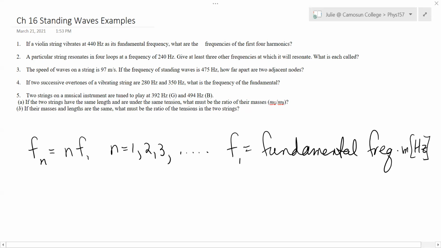And that is the standing wave pattern that has one loop. So the string goes up and then it goes down and up and down and up and down. The length of the string we'll call L.